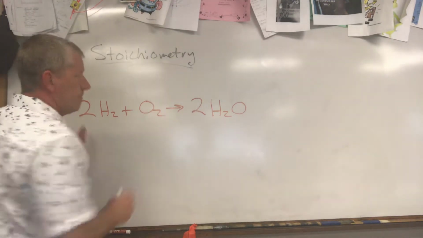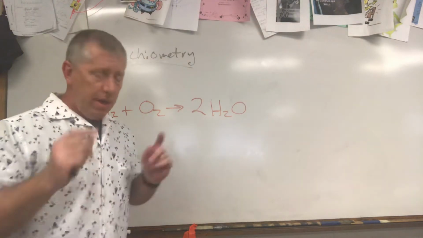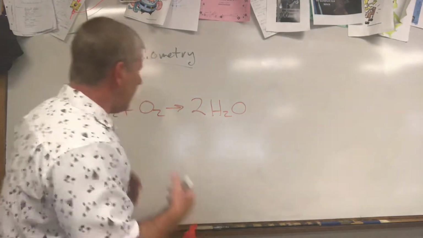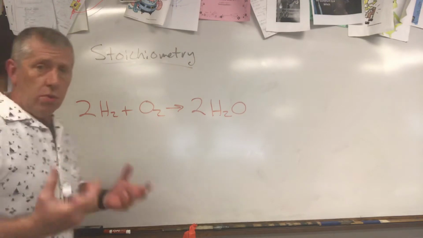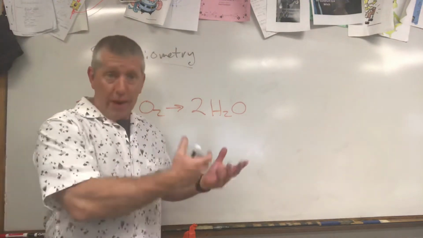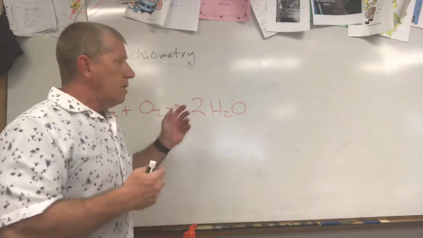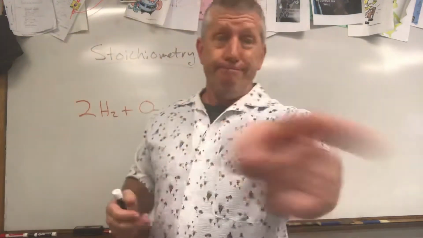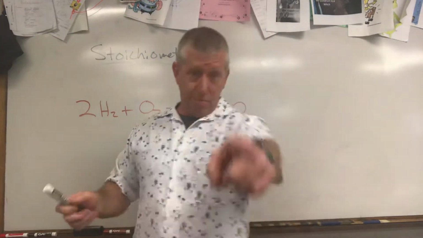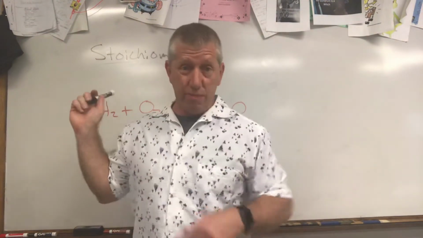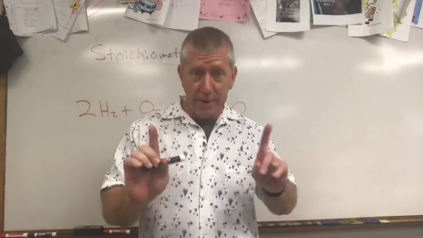2, 1, 2. Okay, now let me give you an example of how we can use the mole ratio in predicting product or predicting reactant, depending on which one we're trying to find. Chocolate chip cookies. Chocolate chip, yes. How does that have to do with chocolate chip cookies? Okay, stick with me, please.